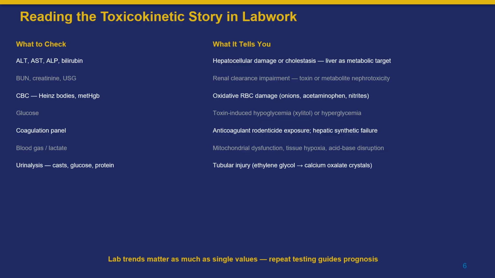Blood cells. Oxidative toxins damage red blood cells. Look for Heinz bodies, aggregates of denatured hemoglobin on a blood smear. Methemoglobin levels can be measured directly if you suspect methemoglobinemia. The blood will look chocolate brown. Glucose. Xylitol causes insulin release, hypoglycemia. Stress or corticosteroid involvement might cause hyperglycemia. Know what direction to expect.